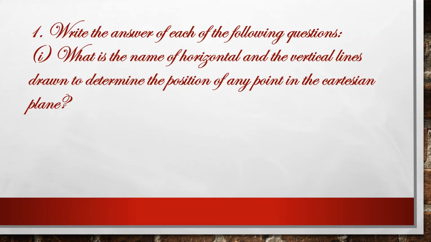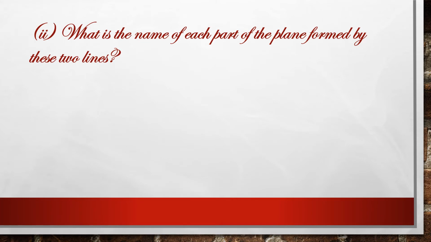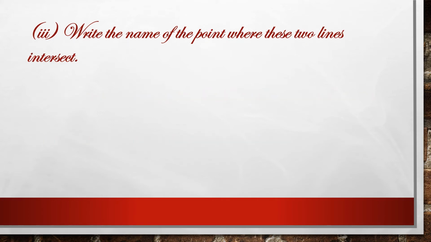Now let us see a few questions. What is the name of the horizontal and vertical lines drawn to determine the position of any point in the Cartesian plane? We all know the horizontal line is the x-axis and the vertical line is the y-axis. Second question, what is the name of each part of the plane formed by these two lines? Quadrants. Very good. Third question, write the name of the point where these two lines intersect. Origin.